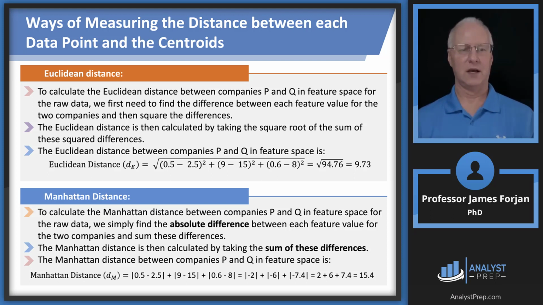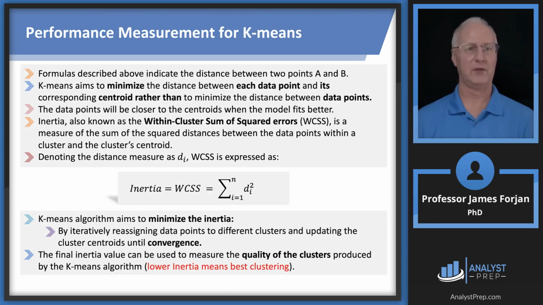For the Manhattan distance, you do the same thing. I mean, notice that it's 0.5 minus 2.5, but we're going to take the absolute value of that and we're going to sum those, and we get 15.4. So of course, the Euclidean distance when you go from first base to third base is shorter than if you have to go to second base.